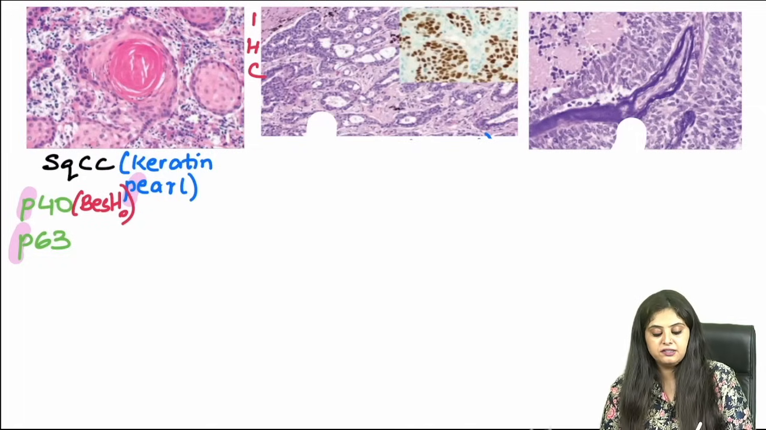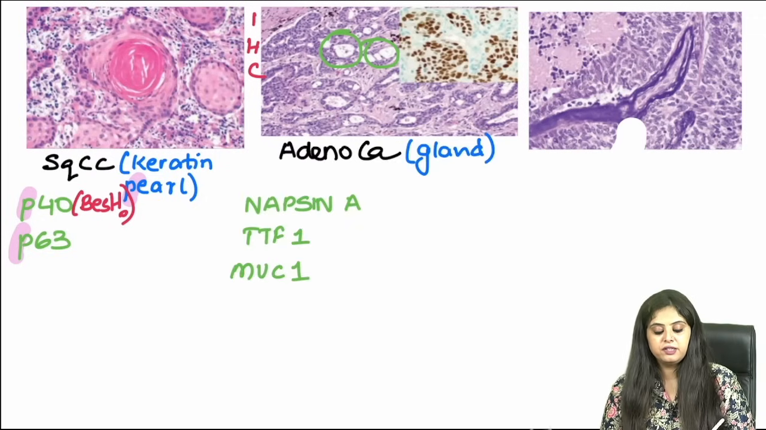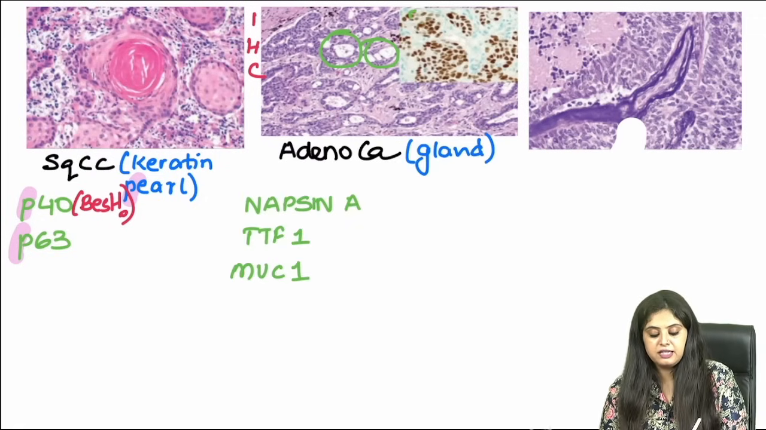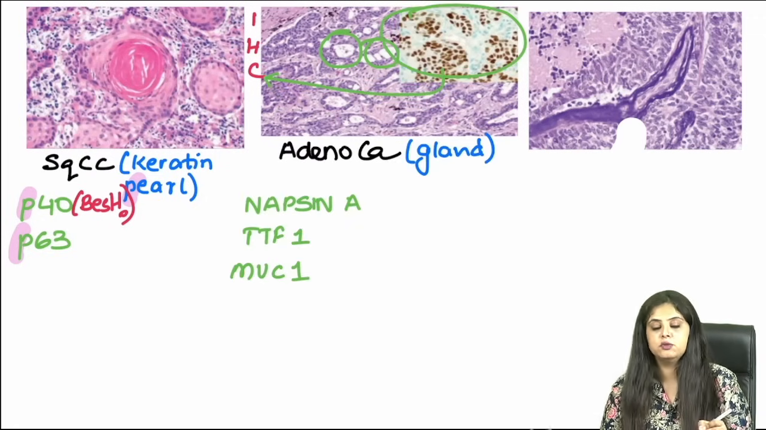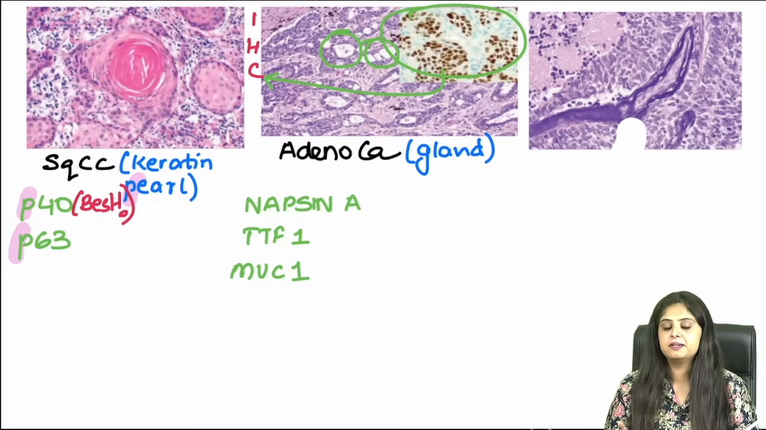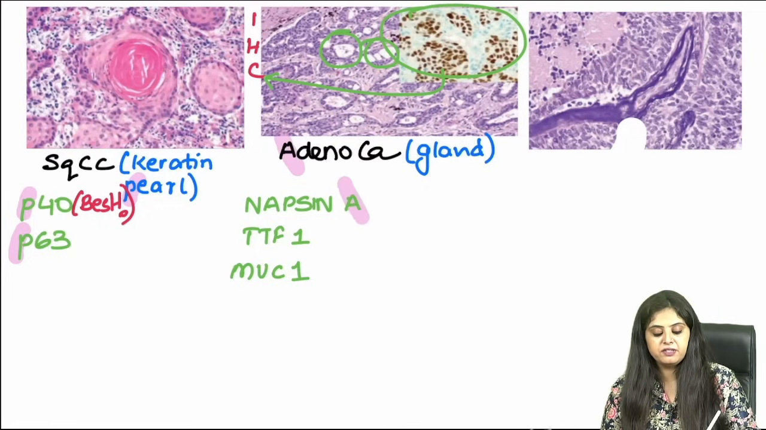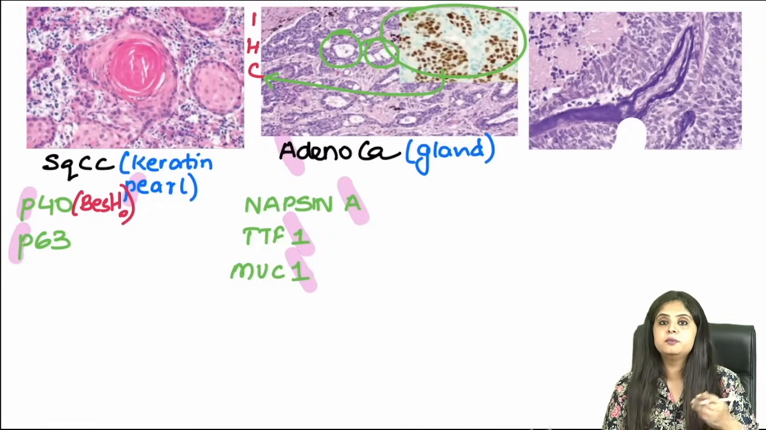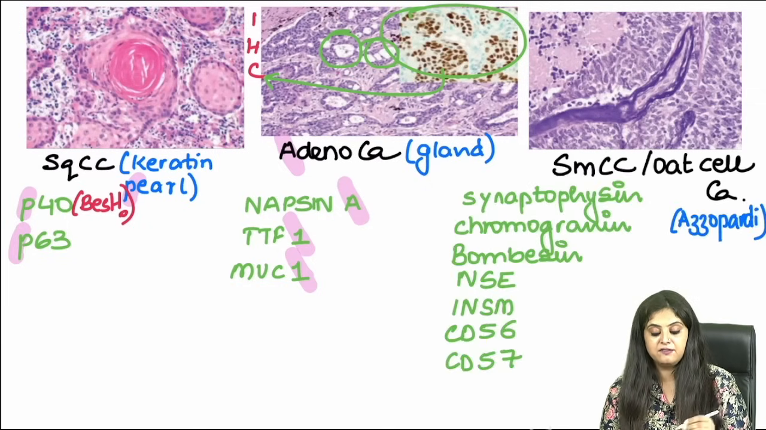Now when I start seeing these round glands, that of course is adenocarcinoma, and the brown color staining is what I'm talking about over here. That is immunohistochemistry, always gives the brown color. So A for adenocarcinoma, we think of napsin A, first alphabet, MUC1, TTF1. Now comes the chota packet bada dhamaka, which is the small cell.